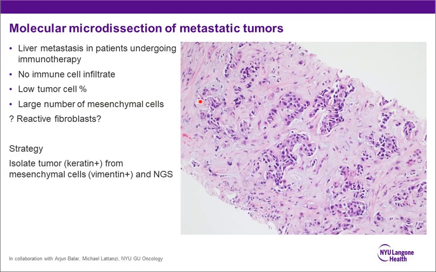Another translational research project that we are looking at is looking into metastases and genetics of metastases, particularly in patients who are undergoing immunotherapy. And this project originally came from the idea that we would like to analyze the immune infiltrate of metastases in patients who are treated with checkpoint inhibitors. But when we looked at biopsies of these liver metastases, we were impressed by the fact that there was virtually no immune cell infiltrate.